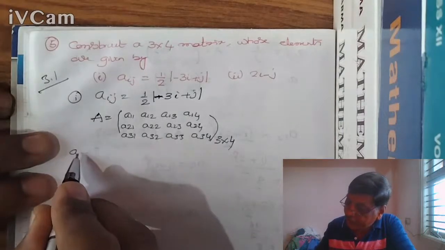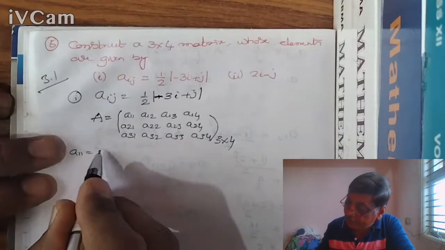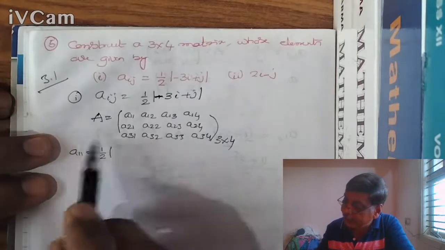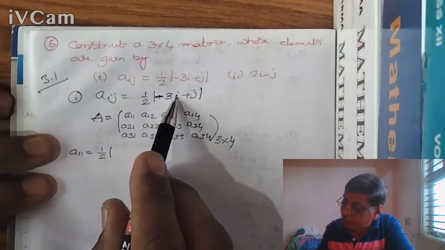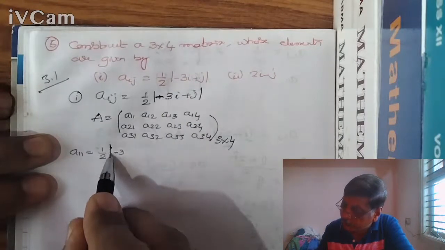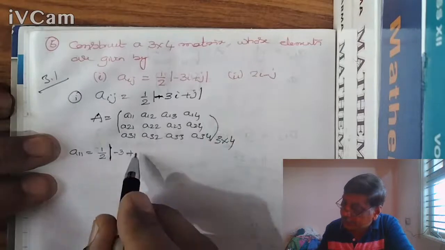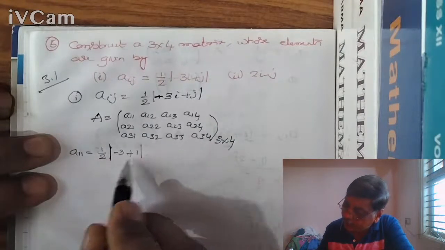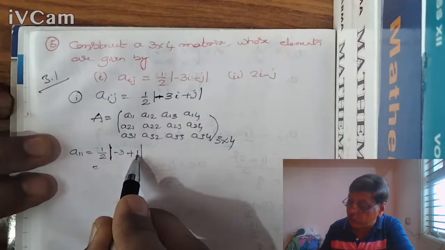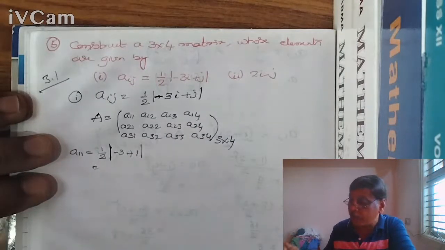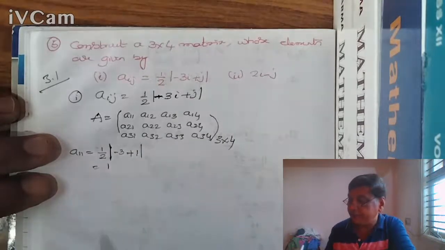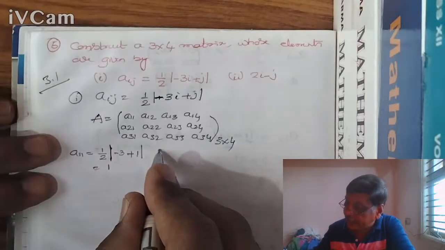That is, you write A11. A11 equals half into, here i is 1, j is 1. You substitute here 1 into minus 3, that is minus 3. So this is modulus, plus j is also 1. What we get here is minus 3 plus 1, which is minus 2. After taking it outside the modulus sign, it becomes plus 2. That is 2 by 2, which is 1. Got it or not?